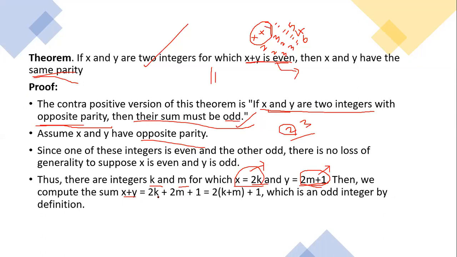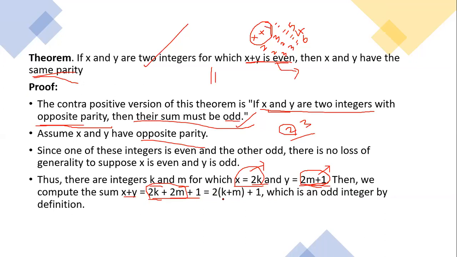x plus y. So 2k is nothing but even, the first term x, and I'm going to add 2m plus 1, another term, this is y. So how can I do the addition? I have taken the 2 outside, since both terms have the 2. So I have taken 2 outside, and k plus m plus 1 is an odd integer by definition. If you want to substitute anything, please substitute here. Definitely we will get the odd number.